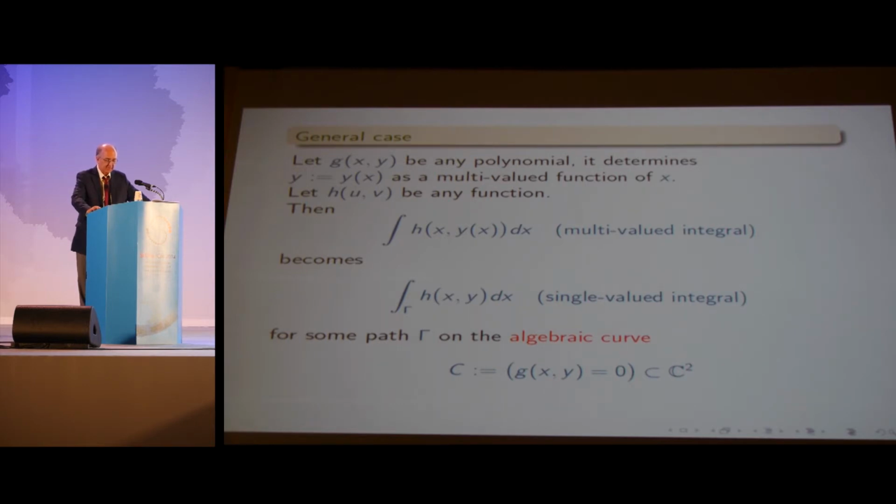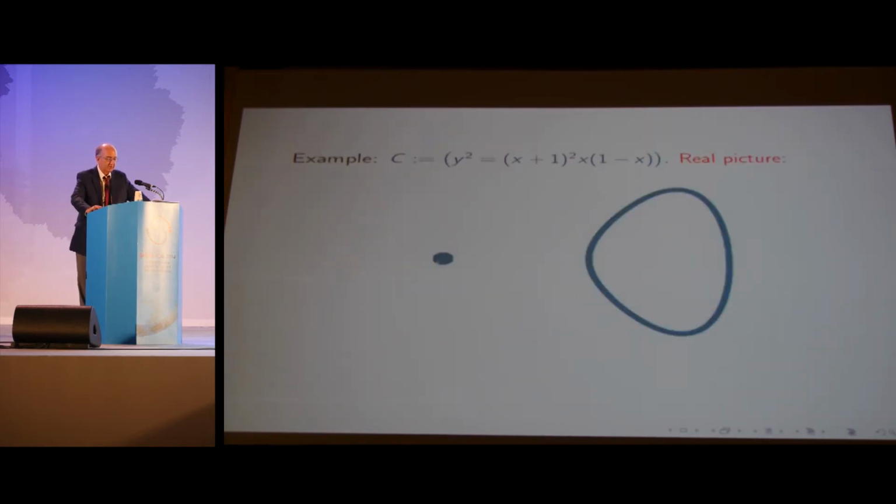And gradually, the interest shifted, studying not the integrals for their own sake, but these algebraic curves. And so, well, let's see an example of an algebraic curve. The equation is here, y squared equals x plus 1 squared times x times 1 minus x. And if you graph it for x, y real valued, then you get this picture. And so now from the real picture, it seems that you are defining two objects, a point on the left, and there is this more or less egg shape oval on the right.